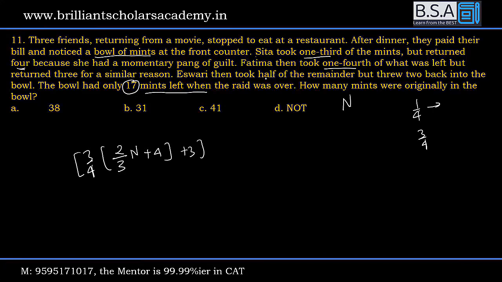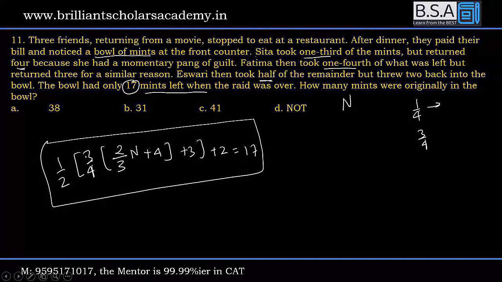Then Ishwari takes away half. When somebody takes away half, half remains, and she returns 2 back. That is equal to 17. You are supposed to solve this, you will have your answer. One more thing, when the person named Sita was taking away mints, she decided to divide the number by 3.